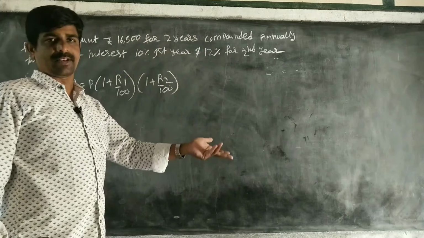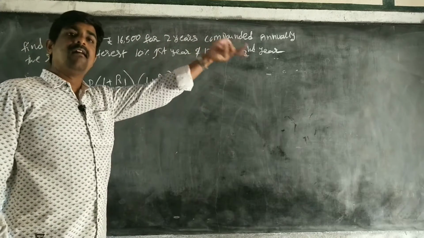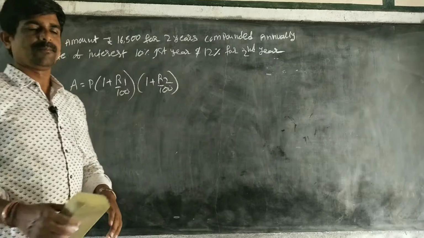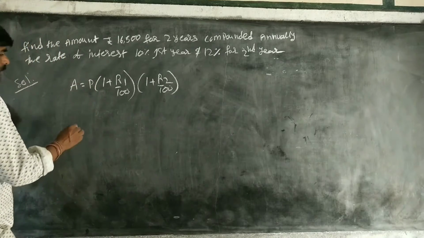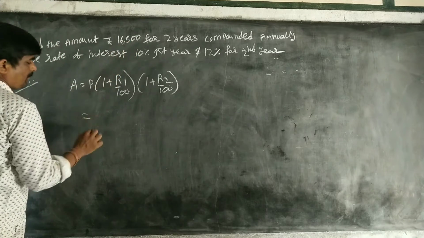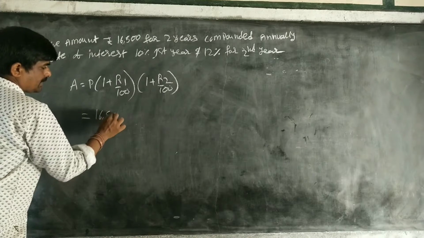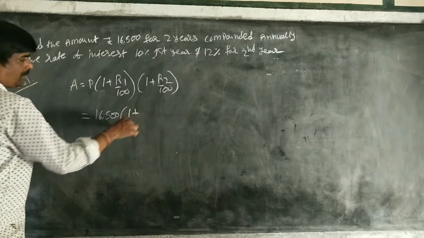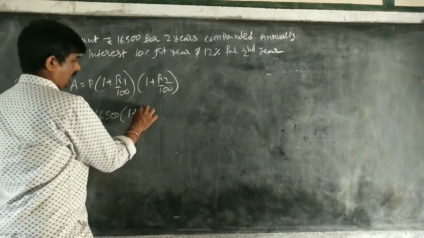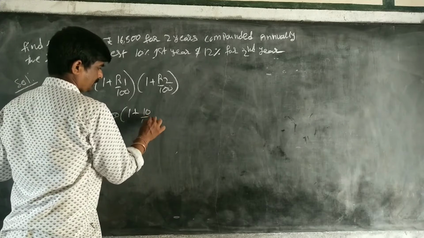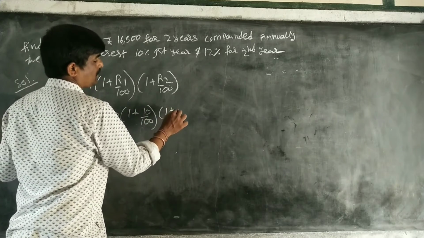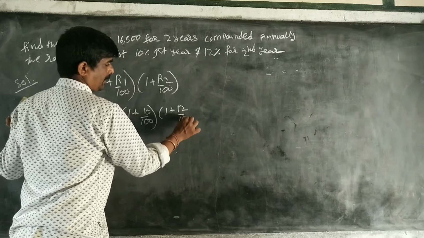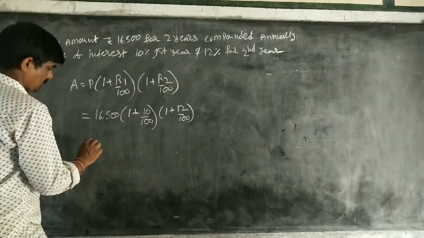So 2 successive rates are given, 10 and 12. If there is another rate of interest, we take R3 also, same method only. So simply we have to substitute. Principal, how much is given? Principal is equal to 16,500 into 1 plus R1, how much? 10 by 100, into R2, how much? 12 by 100.